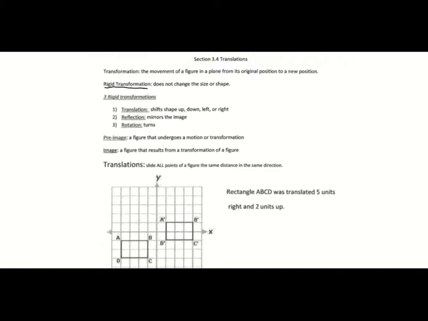This is we're taking the image and we're shifting it up or down or left and right. And the second one is a reflection. So we're taking that image and flipping it over. It's a mirror image. And the last one is a rotation. So we're taking that image and turning it a certain amount. So all three of those are different rigid transformations.